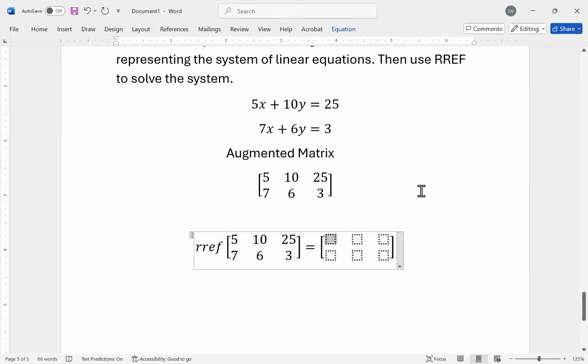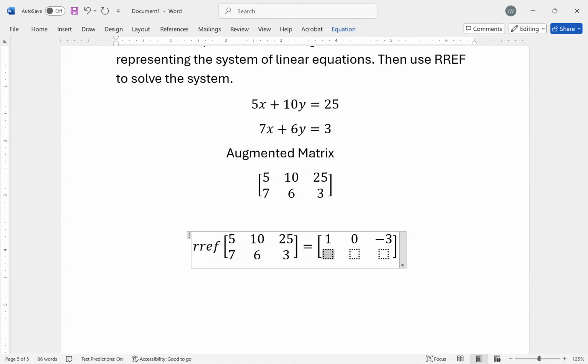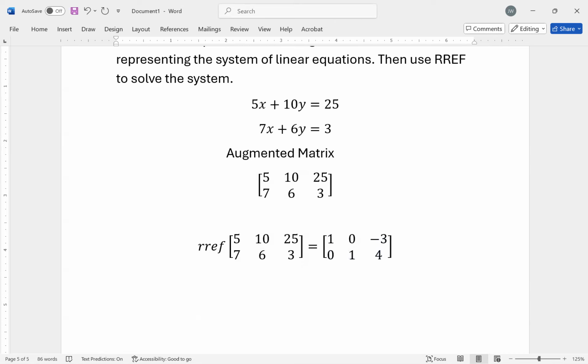Once I do that, I get 1, 0, -3, 0, 1, 4. So 1, 0, -3 is in row 1, 0, 1, 4 is in row 2, and that means my x value has to be -3 and my y value has to be 4. That's what this reads off as. 1x plus 0y equals -3. That's just x equals -3. And then the second line becomes 0x plus 1y equals 4. So y equals 4.